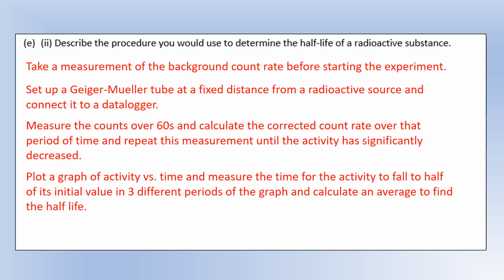So then what you'd do is plot a graph of activity against time. So we would have measured the activity every 60 seconds, effectively. And what we do is measure the time taken for the activity to fall to half of the initial value. And we would do that in 3 different sections of the graph. So I would pick 3 different starting values, 3 different points at which it's reached half, and therefore get 3 values of the half-life, and then I can calculate an average.